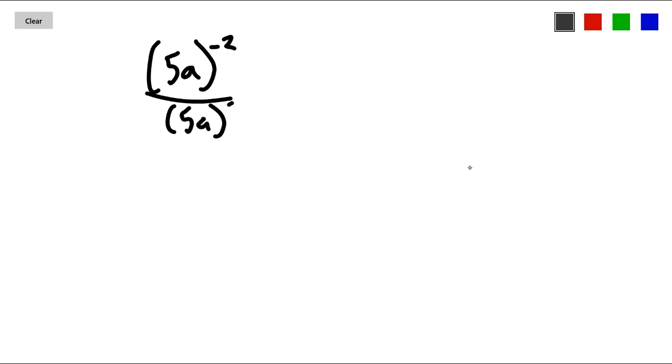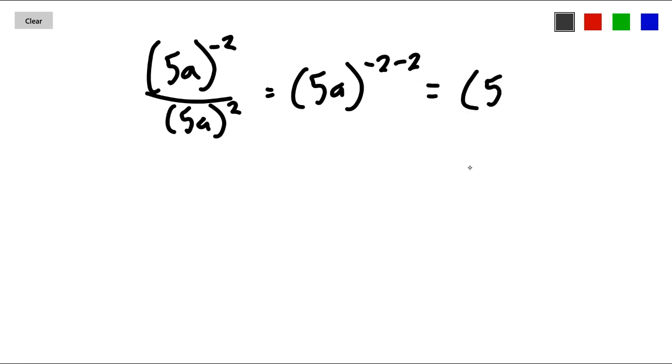Let's say I have the expression 5a raised to the negative 2nd power divided by 5a raised to the 2nd power. Since we have the same base on top and bottom, I'm going to use the quotient rule. So this is equal to 5a raised to the negative 2nd power minus the 2nd power, which is the same as 5a raised to the negative 4th.